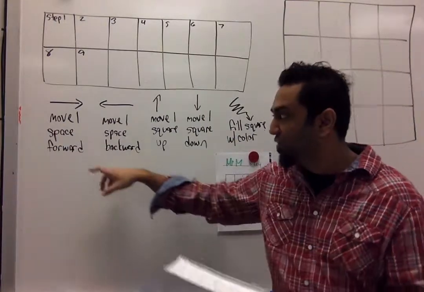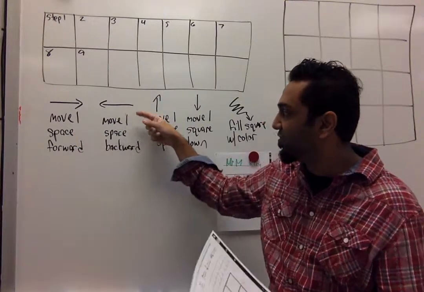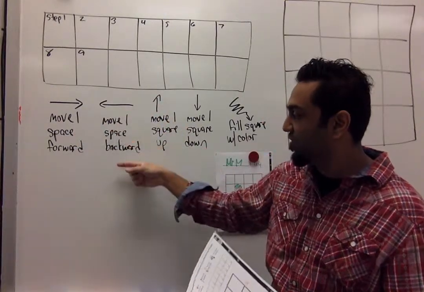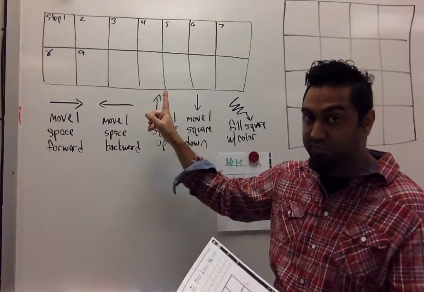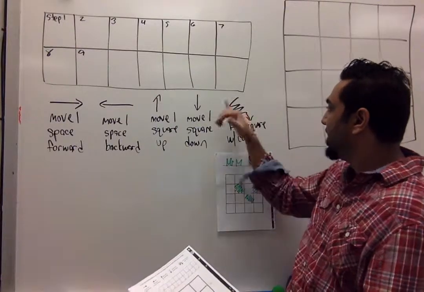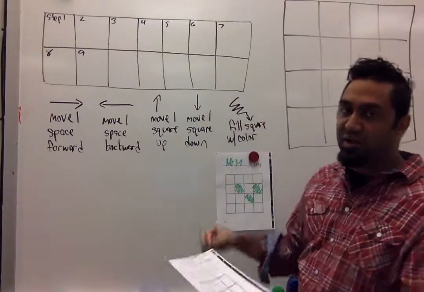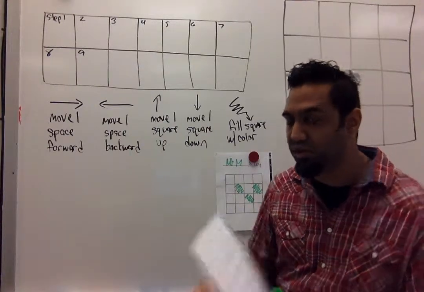So let's take a look at the directions. An arrow facing to the right says move one space forward, an arrow facing to the left says move one space backwards. If it points up, it says move one square up, of course, and if it points down, it says move one square down. If you make a squiggly line with an arrow off of it, that means fill that particular square that you already happen to be on with color, okay?